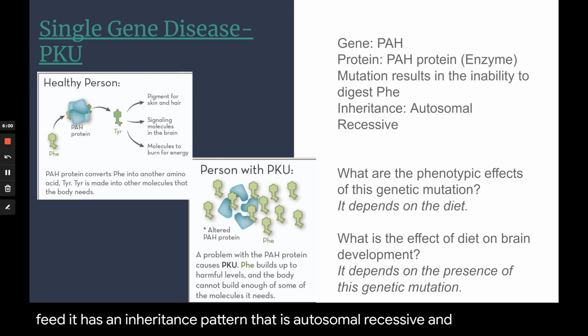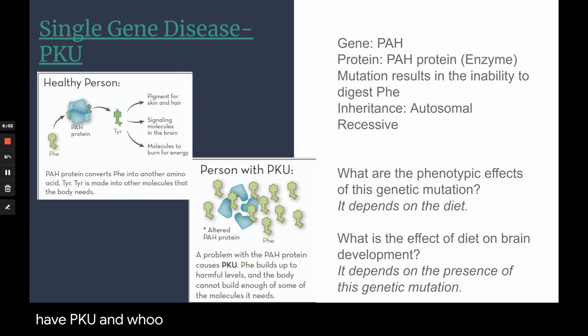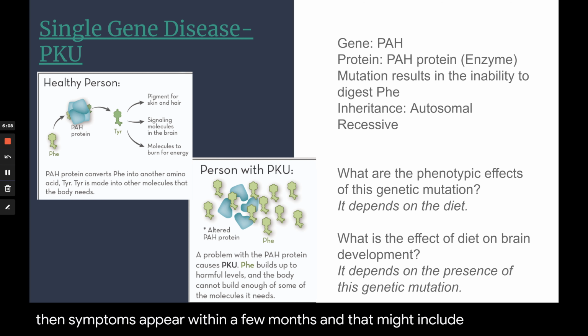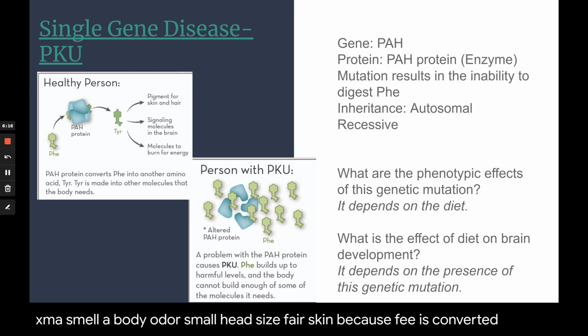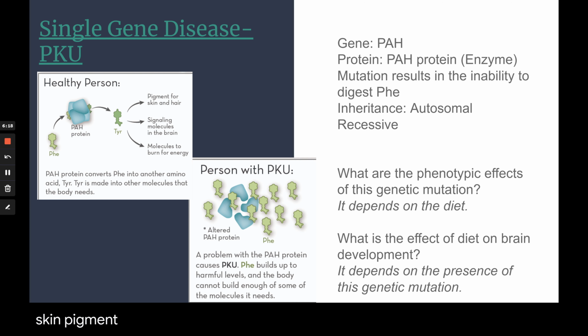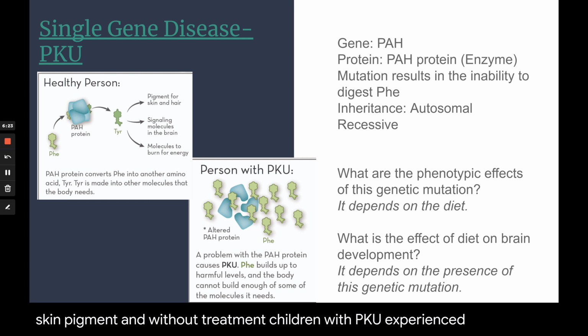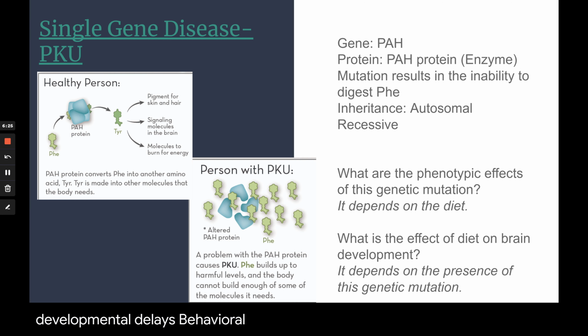And babies who have PKU and who eat Phe are usually healthy at first, so they're born healthy, but then symptoms appear within a few months, and that might include slow growth, eczema, a smell, a body odor, small head size, fair skin, because Phe is converted into skin pigment. And without treatment, children with PKU experience developmental delays, behavioral problems, intellectual disabilities, and seizures.